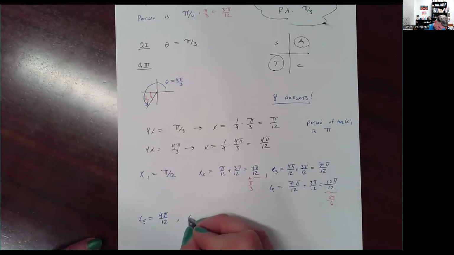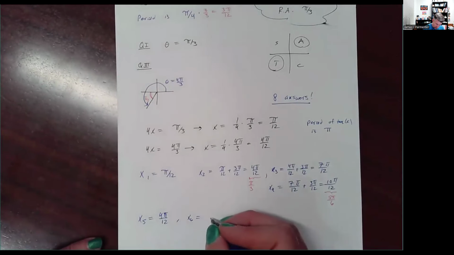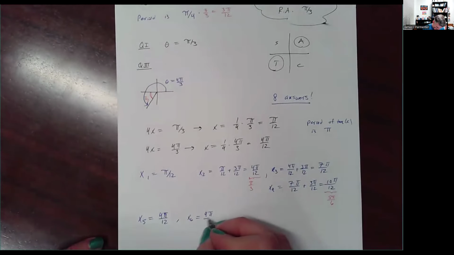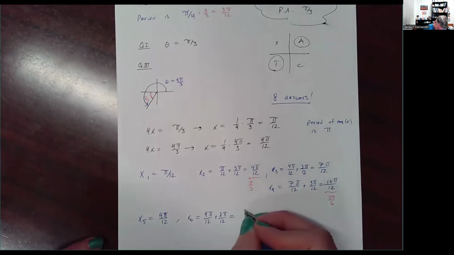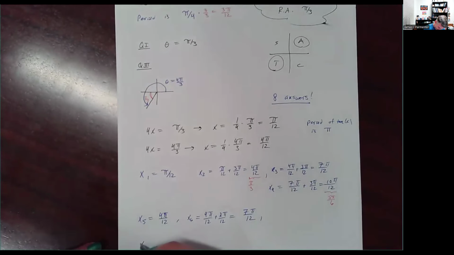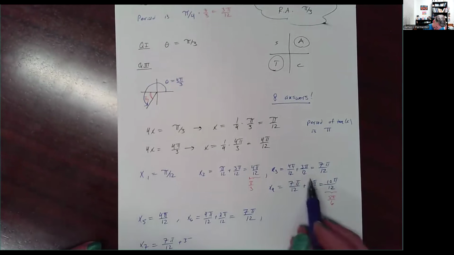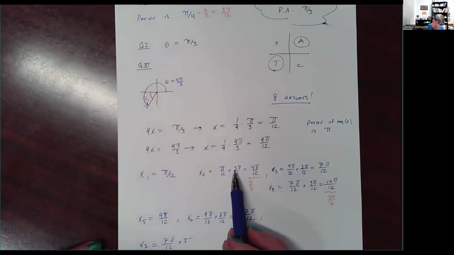Then the next one's going to be, so I don't think you need to show all this work I'm showing. Like, I know you know that 4 plus 3 is 7. So 4 pi over 12 plus 3 pi over 12, we could just jump to the conclusion and say that's 7 pi over 12. And then the next one's going to be 7 pi over 12 plus 3 pi over 12. I feel like I've made an error somewhere.